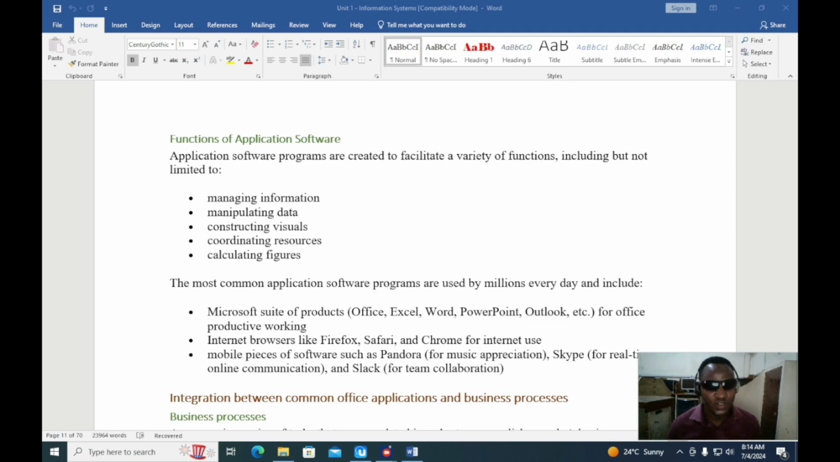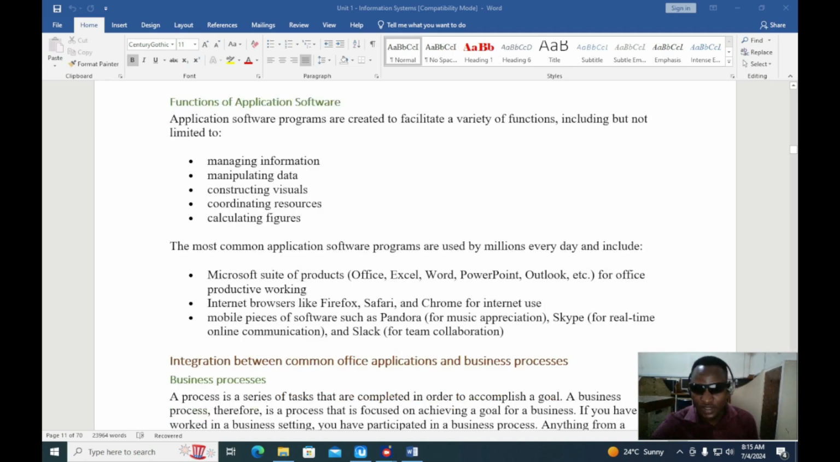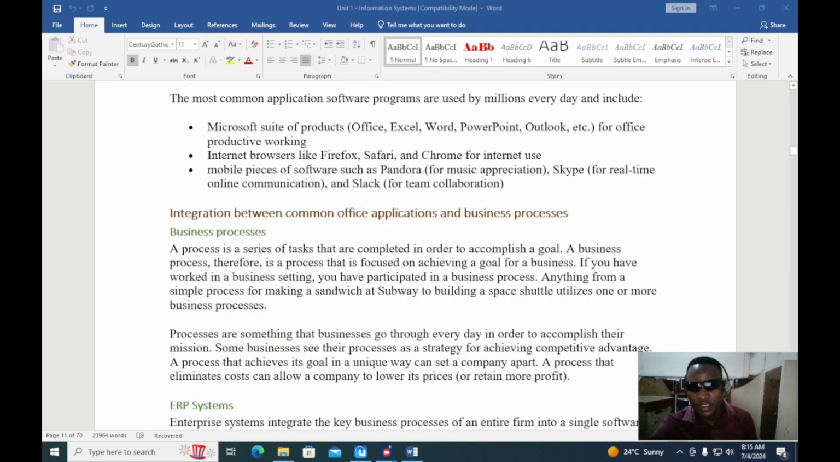Then the other function is coordinating resources, and we also have calculating figures. Again, we can go back to Microsoft Excel. We can use it to calculate figures. Now, if you look at the most common application software programs that are used by so many people in day-to-day life, we have 1, the Microsoft suite of products, and like I mentioned before, it is used for office productive working, and it includes Excel, Word, PowerPoint, Outlook, and so many others, as I mentioned a few minutes ago.